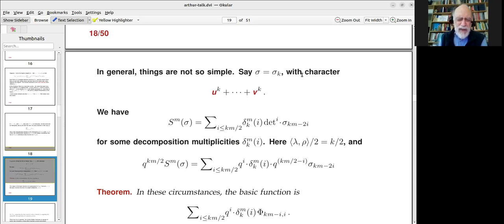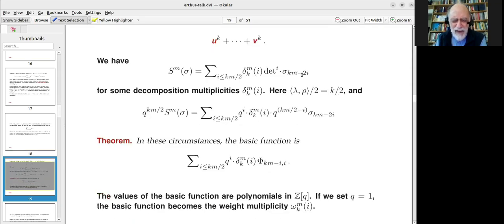In general, meaning for representations other than the standard representation on C2, things are not quite so simple. Suppose that my sigma is the symmetric power representation on S^k of C2. Then the character is what I write down there. And then I can write, in that case, the symmetric power necessarily has a decomposition into certain normalization powers of the determinant times sigma of km minus 2i. That's the generic way of writing it down. And there'll be some coefficients, delta_kmi, which occur in that decomposition.